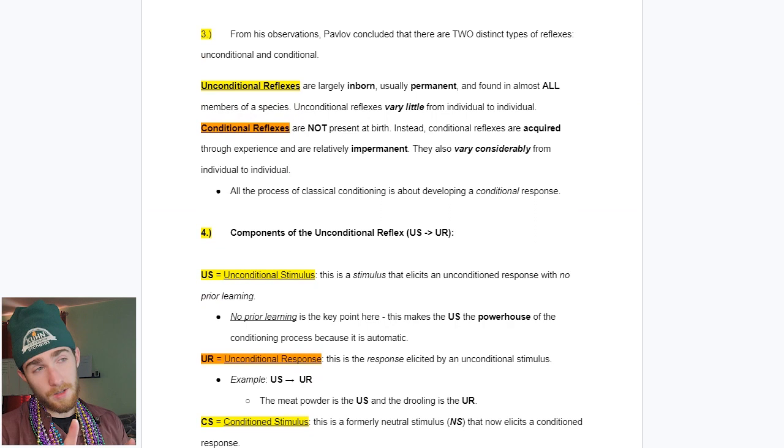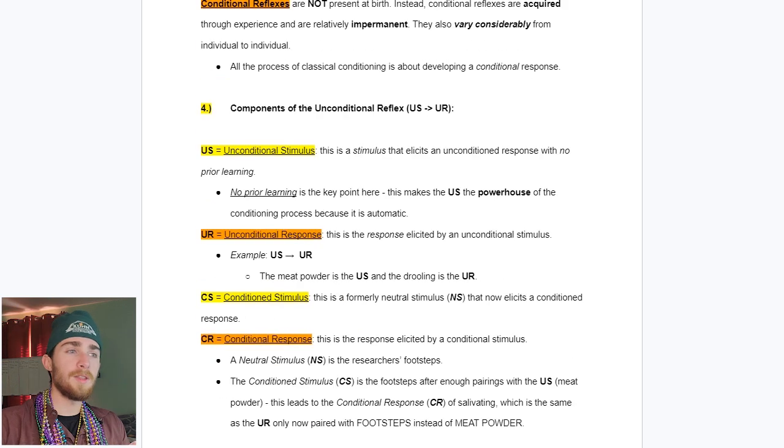On the other hand, conditional reflexes are not present at birth. Instead, conditional reflexes are acquired through experience and are relatively impermanent. Conditional reflexes also vary considerably from individual to individual. All the process of classical conditioning is about developing a conditional response. So let's get the terms down.